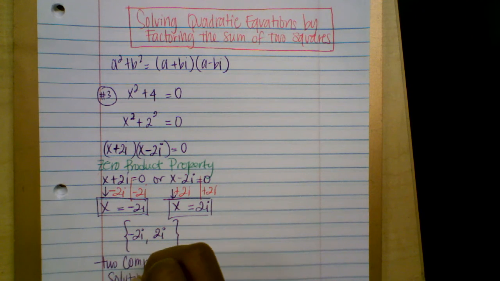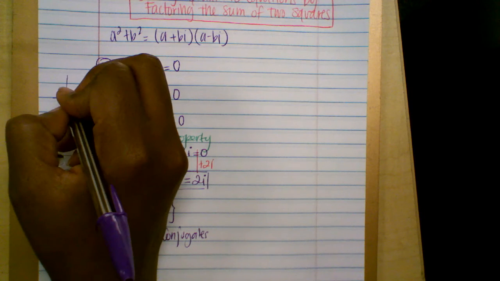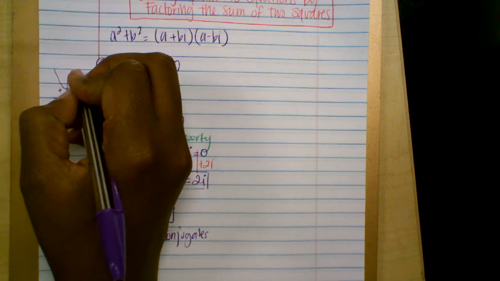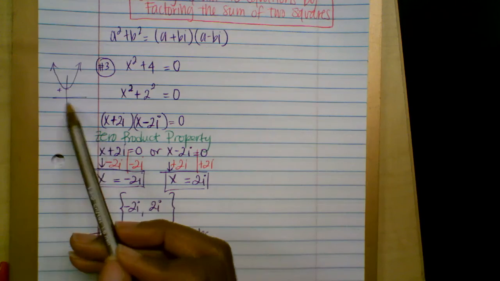So what does it mean for the graph? If you graph this quadratic equation, you're going to see that it is above the x-axis. Basically, there's not going to be any x-intercept.